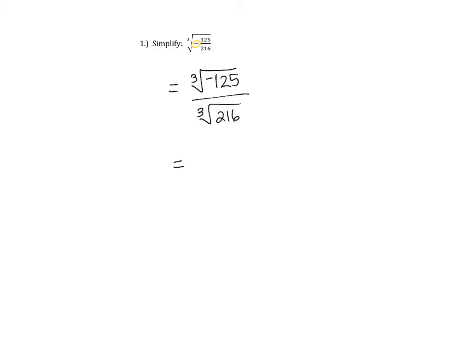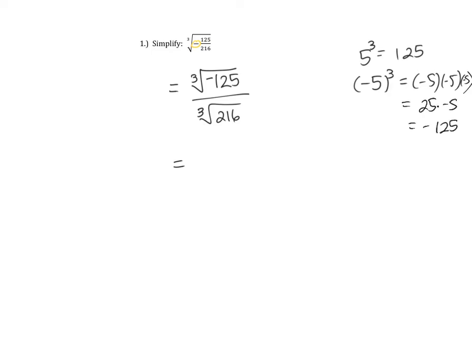Now I have that memorized, that 5 cubed is 125, and negative 5 cubed would be negative 5 times negative 5 times negative 5. So we would get a positive 25 times a negative 5. That's a negative 125. So I can take an odd power of a negative number and end up with a negative answer, which means that I can take an odd power or an odd root of a negative number, and I'm going to end up with a real answer there. So that is negative 5. The cube root of negative 125 is negative 5.